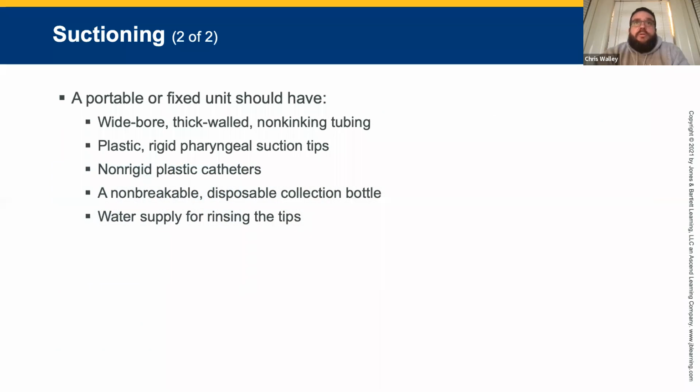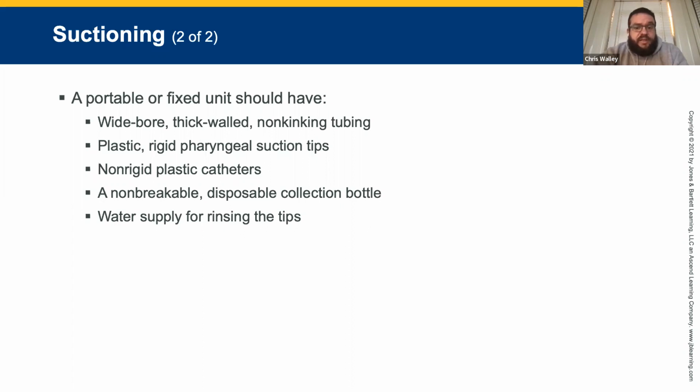So a portable or fixed unit should be fitted with the following. You should have wide bore, thick walled, non-kinking tubing. So no matter what you do, that tubing's not going to kink. You have a plastic rigid suction tip, and that's called a tonsil tip. It's either a Yankauer tip or a DuCanto catheter. There's two types. The DuCanto catheter is what they're calling the best type for infants and children. The large diameter plastic tips are rigid and do not collapse.